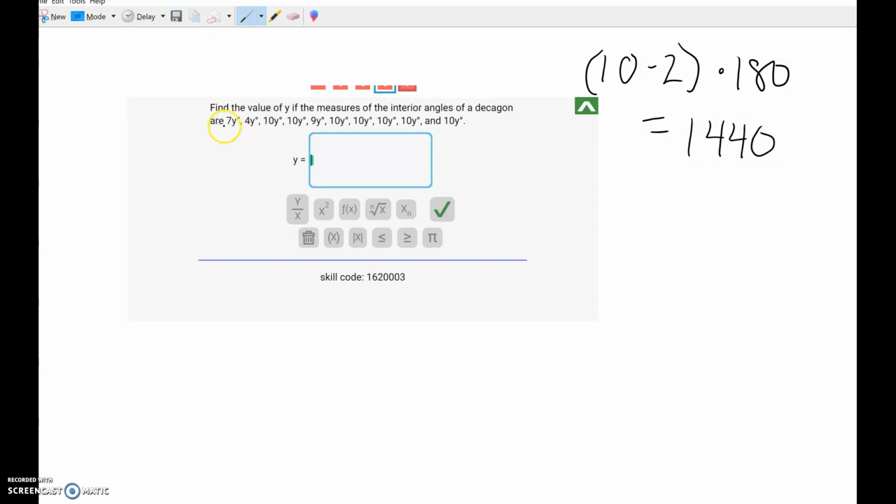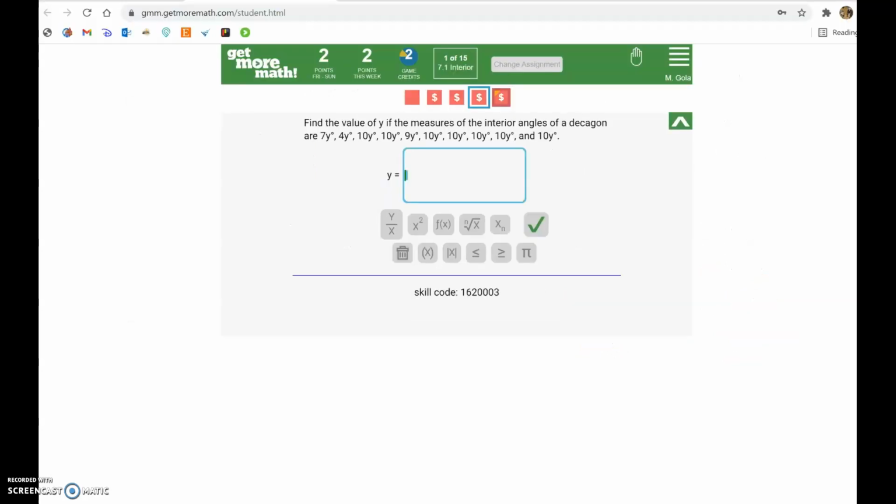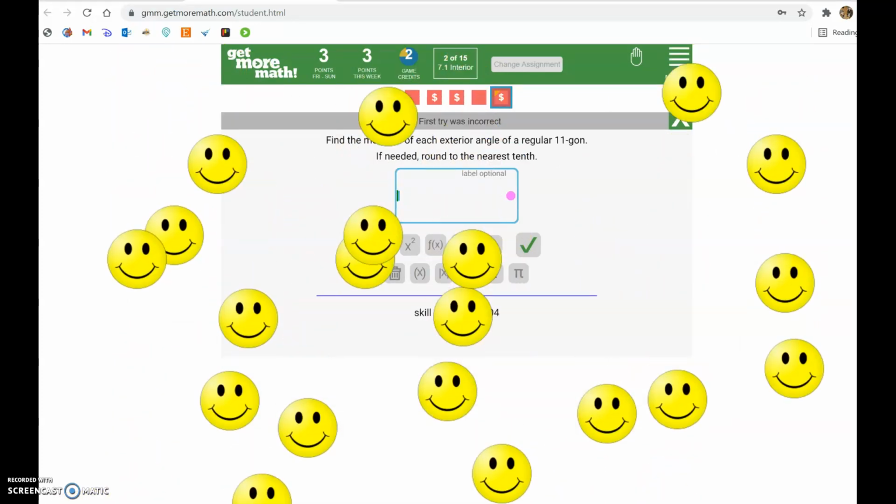I'm just going to add all of the numbers in front of y to make it a little bit easier so I don't have this long equation. So 7 plus 4 plus 20 plus 9, and then 1, 2, 3, 4, 5, so plus 50. So we have 90y is equal to 1440, which I got by adding up all of these. We divide by 90 and we get 16.